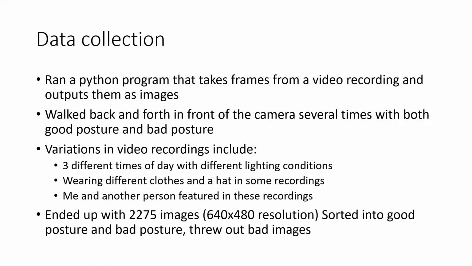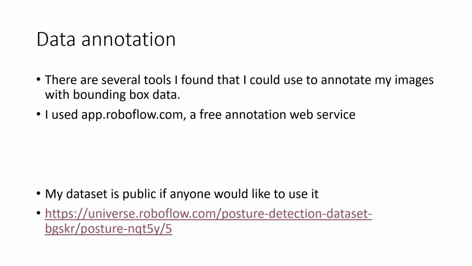So the data collection, I took over 2,000 images, tried to make them vary in conditions, so you got different people walking back and forth in those images. And I labeled them using RoboFlow, which is a free annotation web service. My dataset's public too, if anyone would like to use it. You can just pause the slide.